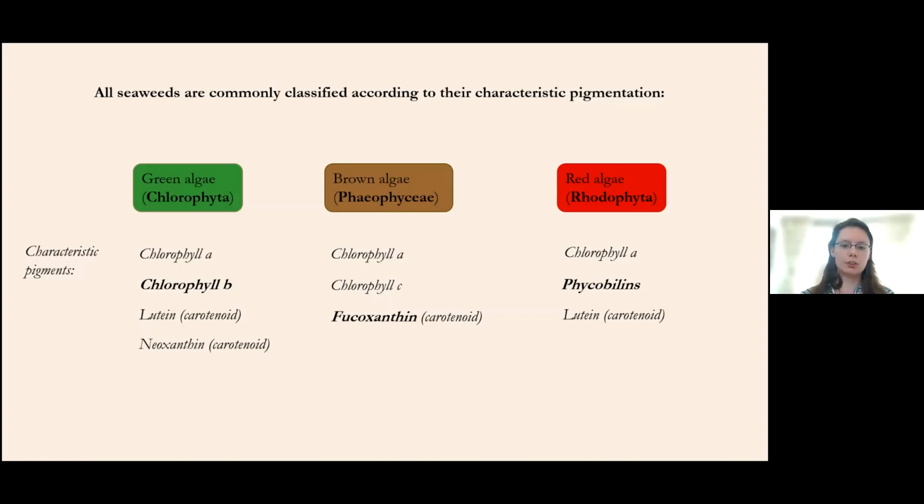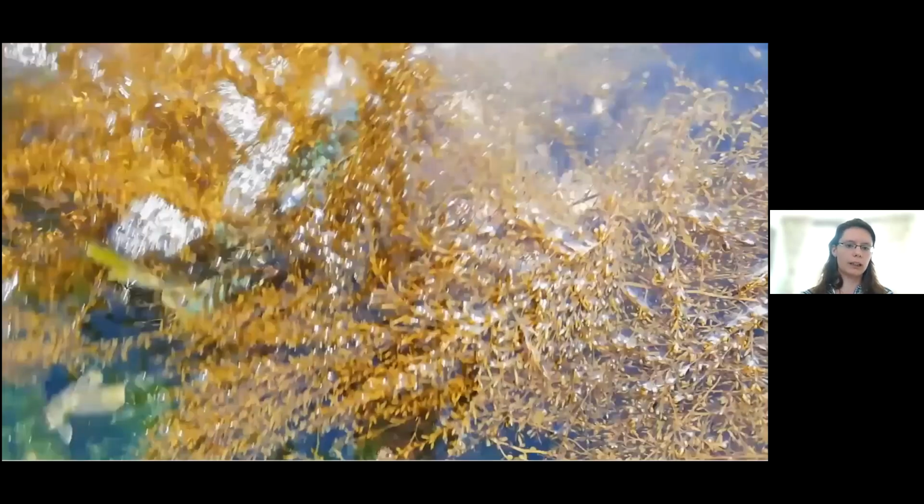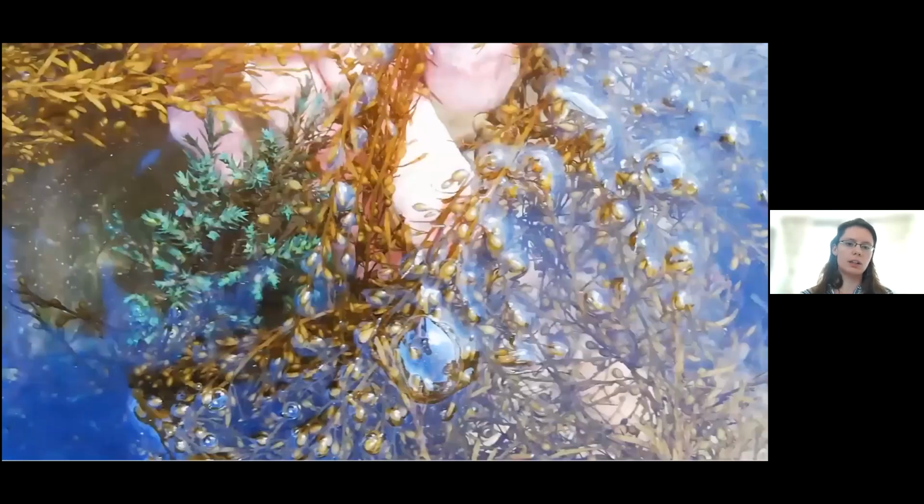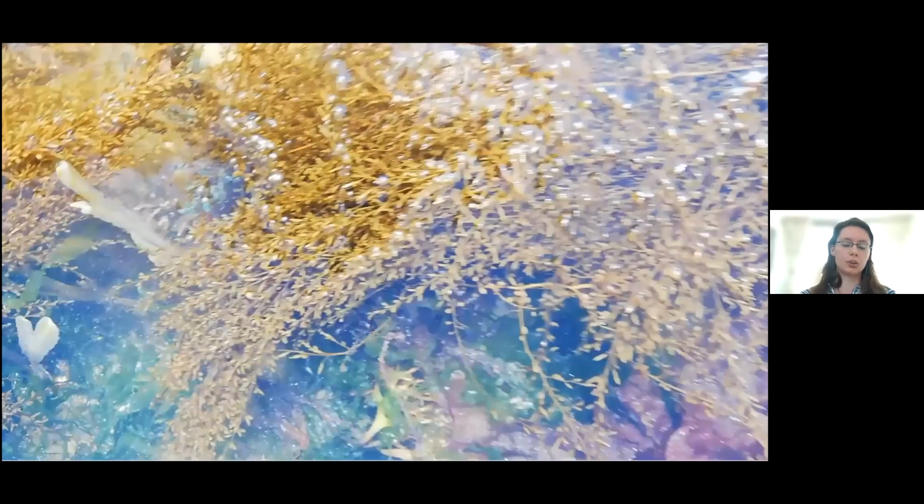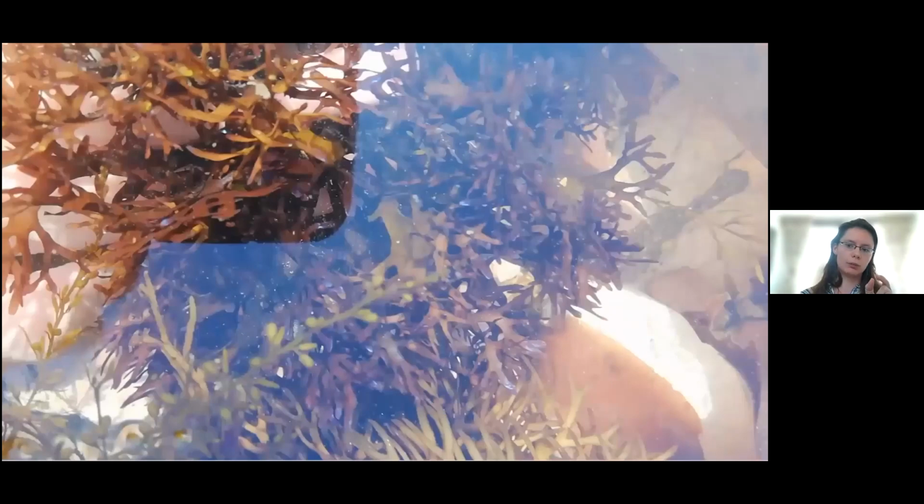But in each of those groups, you have some seaweeds that show, besides that chemical color, that pigmentation, structural color as well. And I'm going to show you some examples very quickly. This is Cystoseira tamariscifolia. It's a brown seaweed, very characteristic with the golden brown color and the very bright turquoise iridescence. And this is a red seaweed, Chondrus crispus. The tips of the Chondrus crispus show iridescence as well, so structural color.